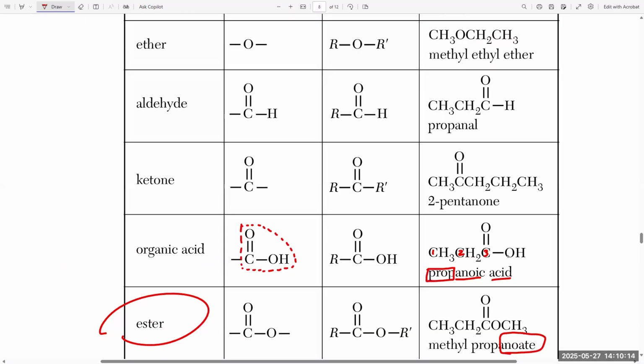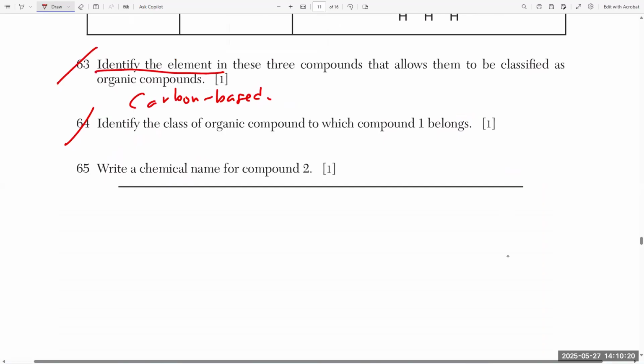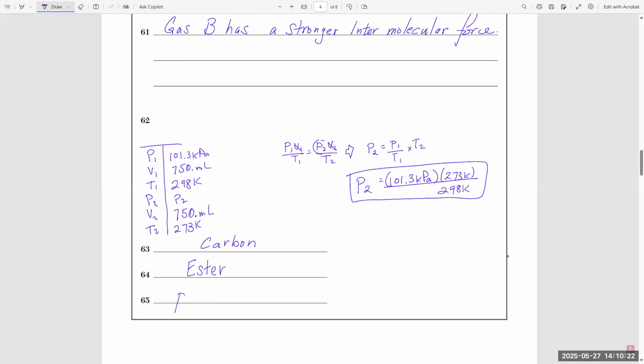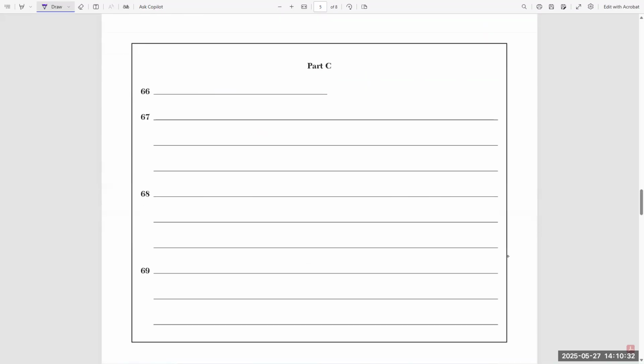So this one, literally, what's the name? It's propanoic acid, okay? So this one, they literally gave it to you, right? So it's propanoic acid. Cannot get any easier than this, folks. All right, let's go to 66, part C.